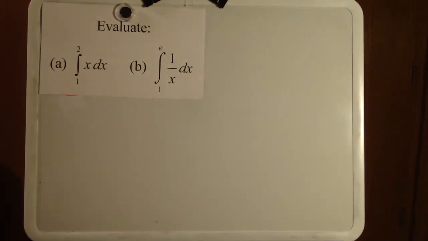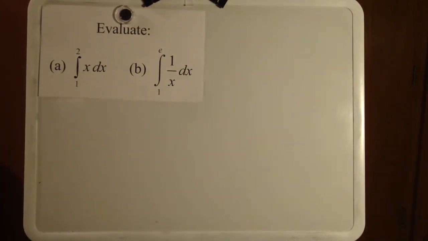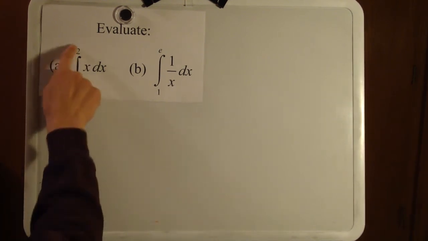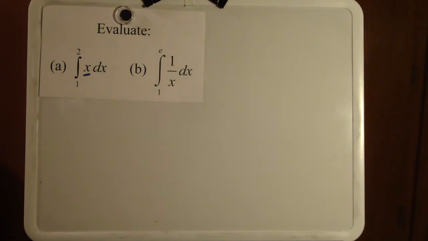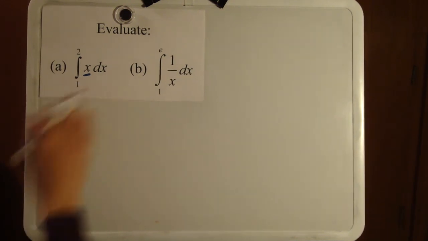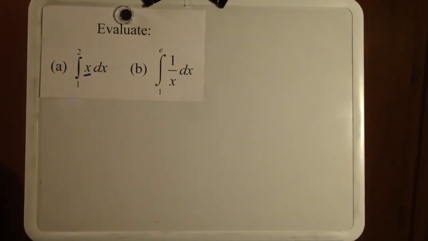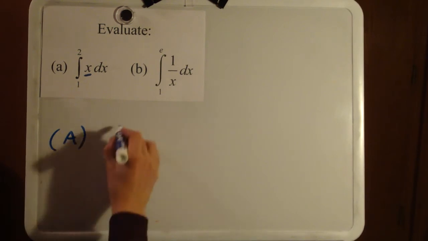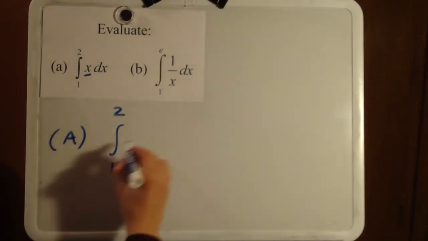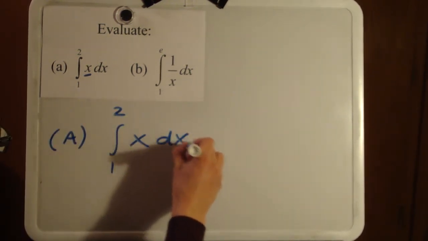So a couple of problems here. Problem A is saying let's integrate from 1 to 2, and this is a very simple function, right? y equals x. We can think about this graphically, of course, but I'm going to try to use the second fundamental theorem of calculus to do this. So for problem A, I'm going to write this down: integrate from 1 to 2, x dx.